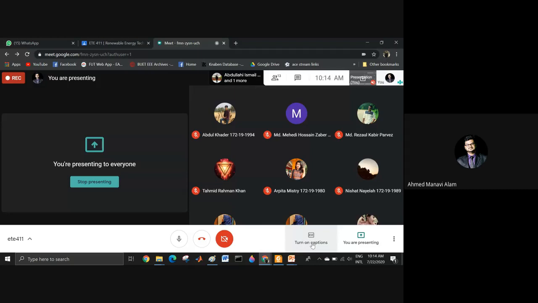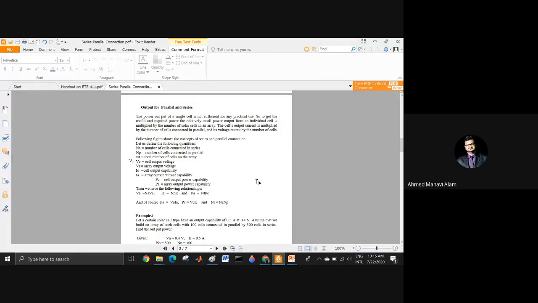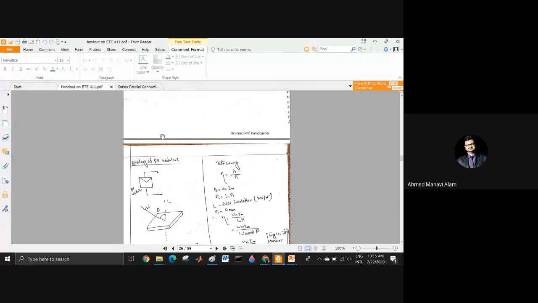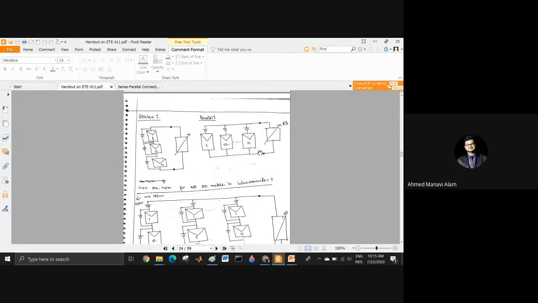Welcome everyone to another class of ETE 411 Renewable Energy Technology. In the previous class, we discussed a topic which was series and parallel connection of PV cells. We discussed at length what the connection is, how the module interconnection works, how intermodule connection happens, and how you can add different amounts of PV cells all together.